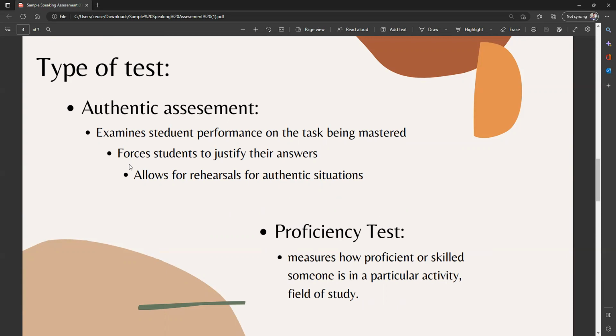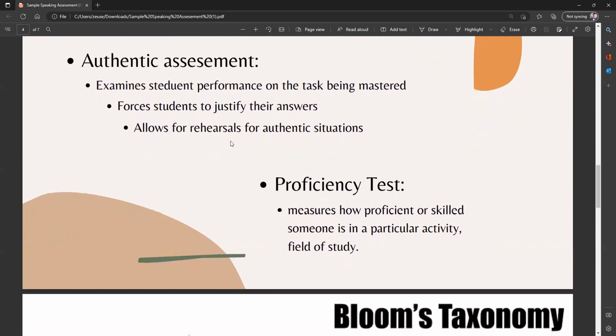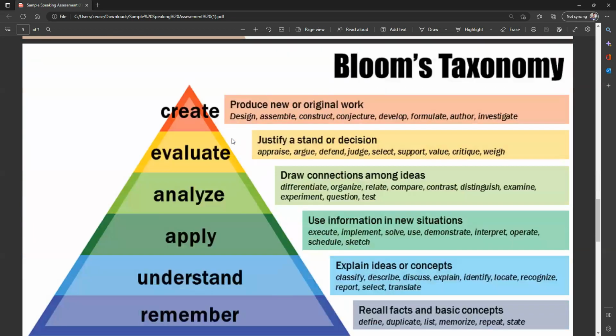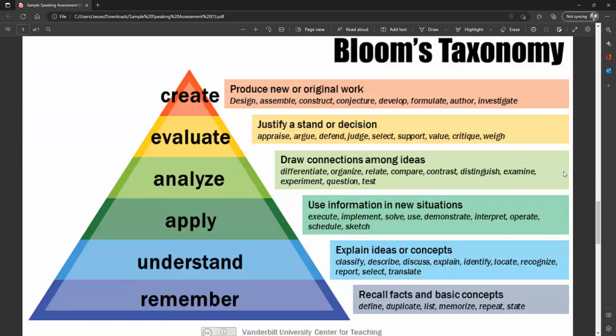Next is that it forces students to justify their answers as shown on some of the questions on the sample assessment. And lastly, the questions on the assessment serve as a rehearsal for real-world situations. I will be briefly going over Bloom's taxonomy as this is an essential part of the presentation.